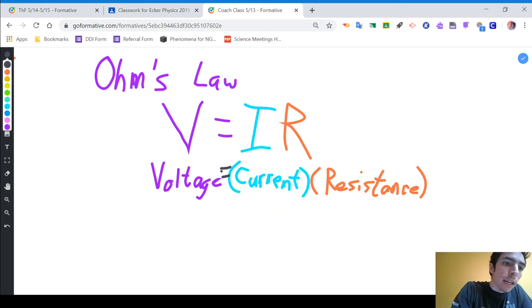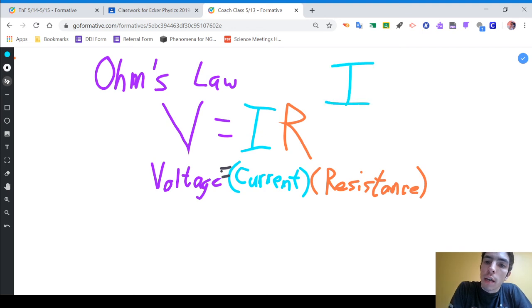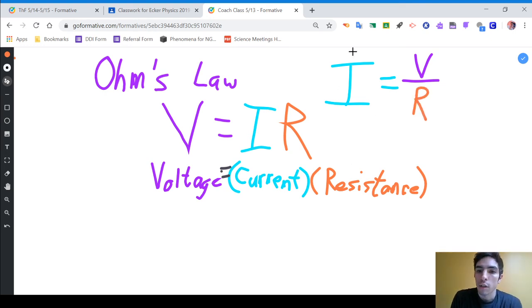Now, the way that I tend to prefer to think about this equation, because I think it shows the cause and effect of these different things a little better, and this is the exact same equation as V equals IR, is just an algebraic manipulation away: I, the current, is equal to our voltage over resistance.